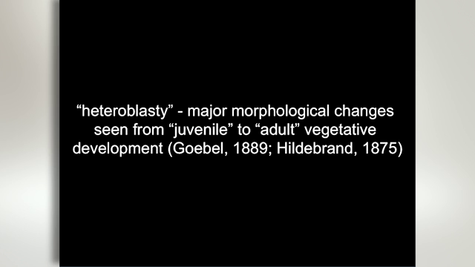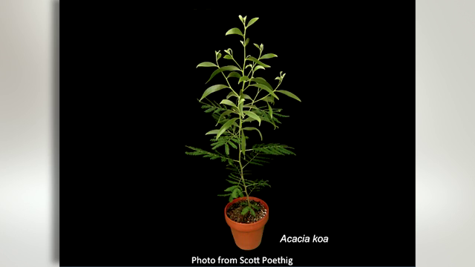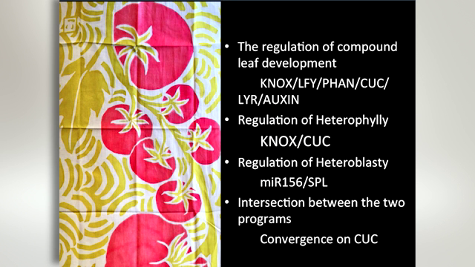In addition to this evolutionary variation, and developmental variation, heterophylous variation, which is environmentally triggered, there is also this aspect called heteroblasty, which is major morphological change seen from juvenile to adult vegetative development. Here it's best illustrated in this slide that Scott Poethig sent me two days ago when he heard that I was going to come here and do this lecture. He said, "You need this slide." This is an acacia plant growing in his greenhouse at UPenn, and here you can see that the acacia has complex leaves in its juvenile form, and as it goes into adult morphology, it gradually transitions into simple leaves. This process is called heteroblasty.